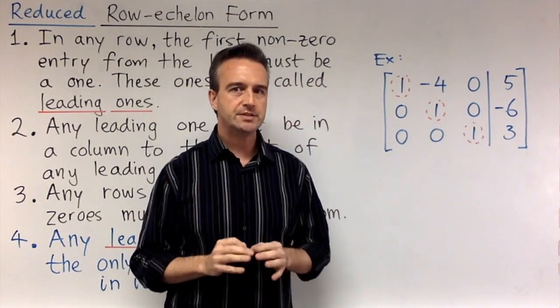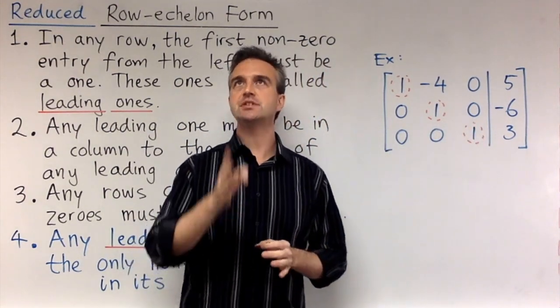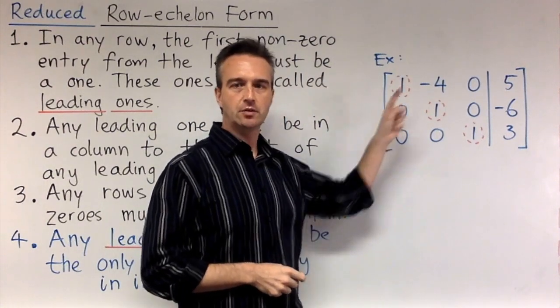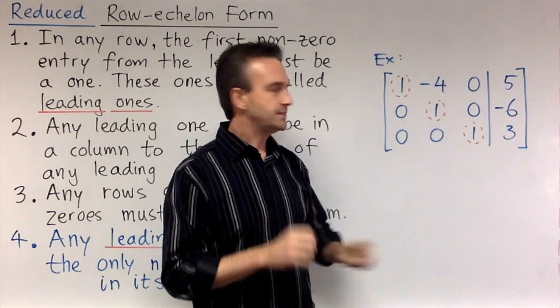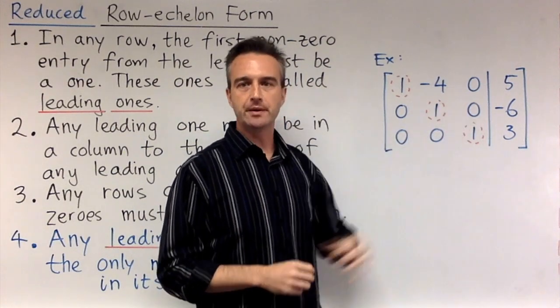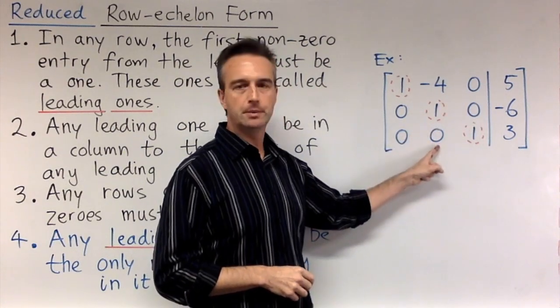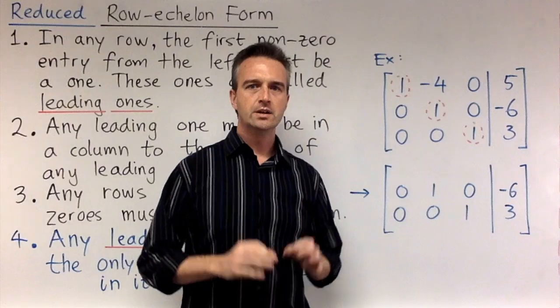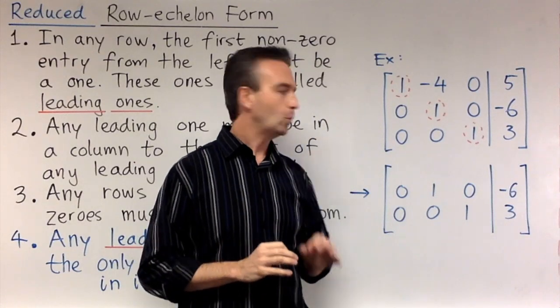So the 4th criteria states that each leading one should only have zeros above or below it. So this leading one has all zeros in its column, except for itself. And the same with this leading one, all zeros above it. This leading one has a 0 below it, but it does not have a 0 above it, it has a -4. So this particular matrix is not in reduced row echelon form. So to fix this, we just need to do one more step.